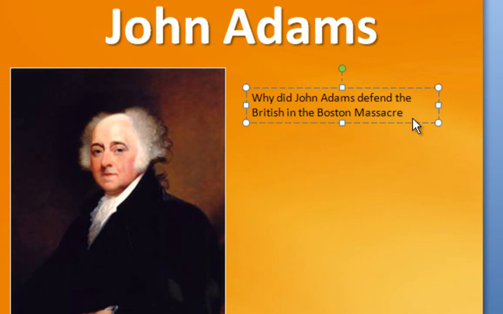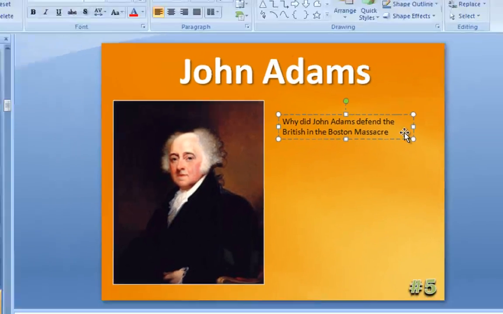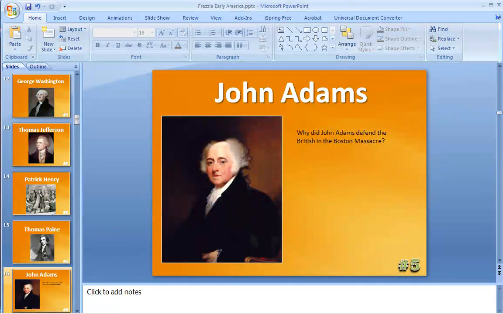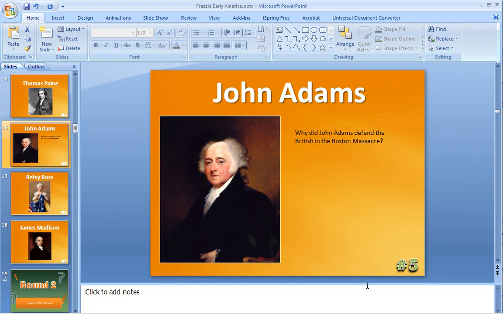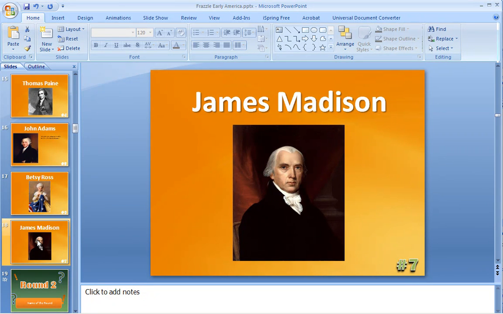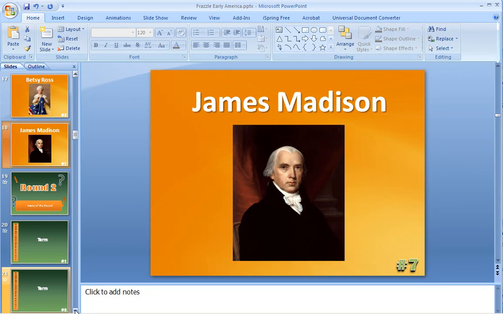Now from there, you can put other questions in there and have conversations about why he's somebody we need to know when studying early America. And this is a good part during the game for the students to really sort of come down from the gameplay and really sort of work on those checks for understanding. So after John Adams, we can continue on to the other individuals, and we see Betsy Ross and then James Madison. And after that, we're going to move on to our next round.